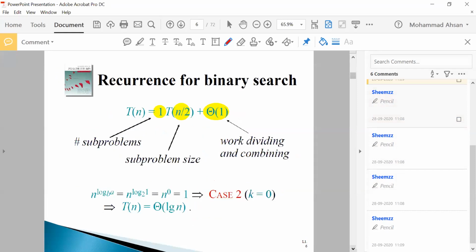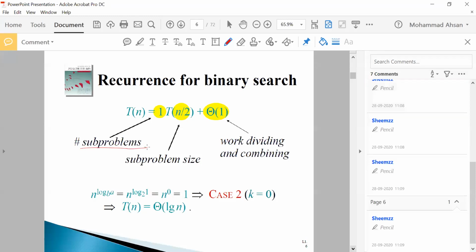So in this case, when you divide the problem, you do not have to solve both the subproblems, in the sense, both the parts of the array. So your subproblem count, if you look here, is 1.